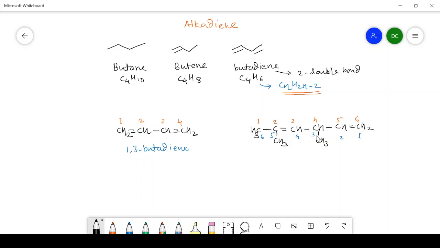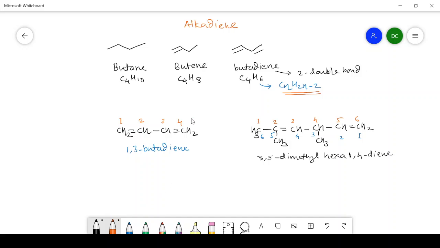Here at 3 there is a methyl, and at 5 there is a methyl. Therefore, first of all, we will write here 3,5-dimethyl. Then the number of carbons is 6, therefore hexa, and the double bonds are present at the first carbon and the fourth carbon, therefore 1,4-diene. In this way, we can name the alkadienes according to the IUPAC nomenclature.